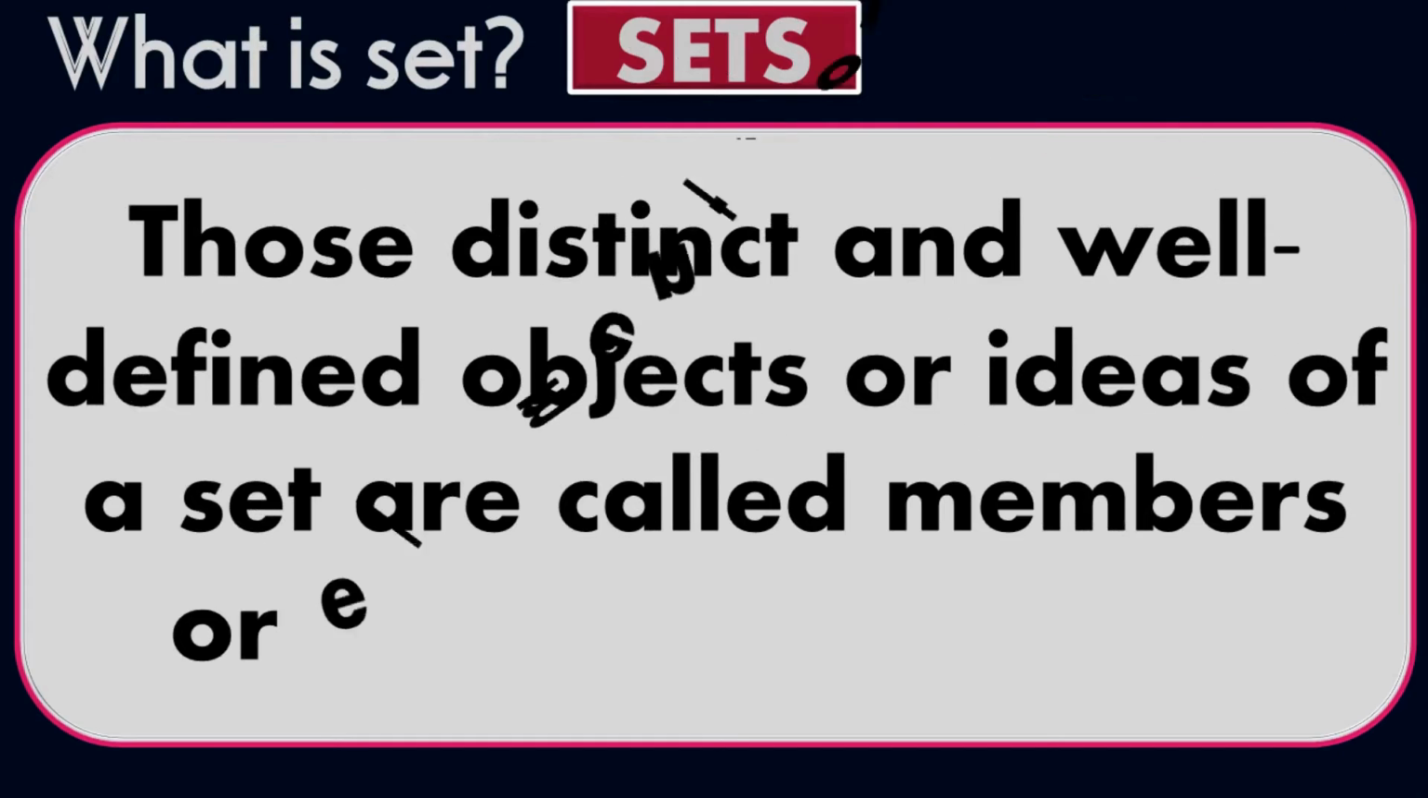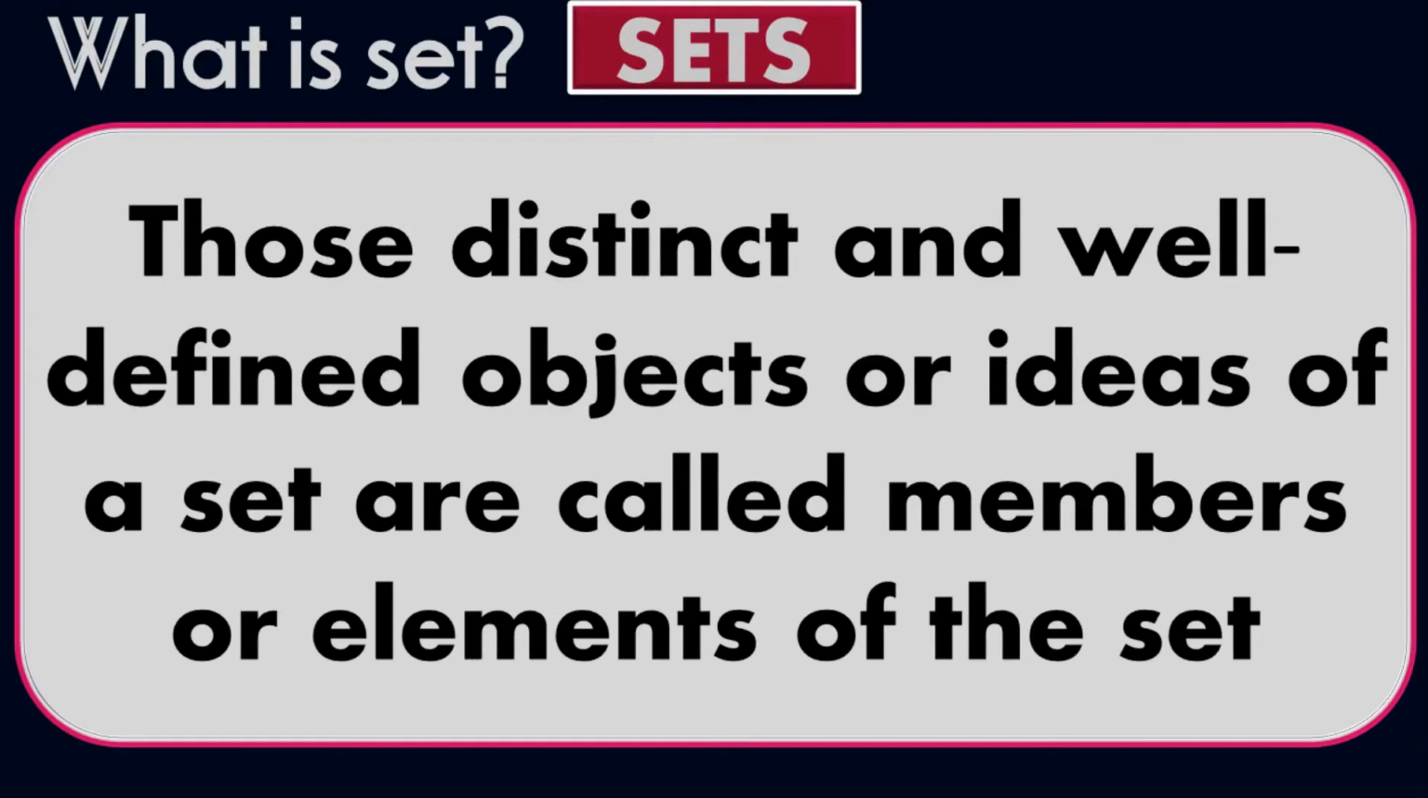But what are those distinct and well-defined objects? Those distinct and well-defined objects or ideas of a set are called members or elements of the set. In mathematical terms, most of the time we name them elements of the set, which are the members of the set. These are those distinct and well-defined objects or ideas of a set.